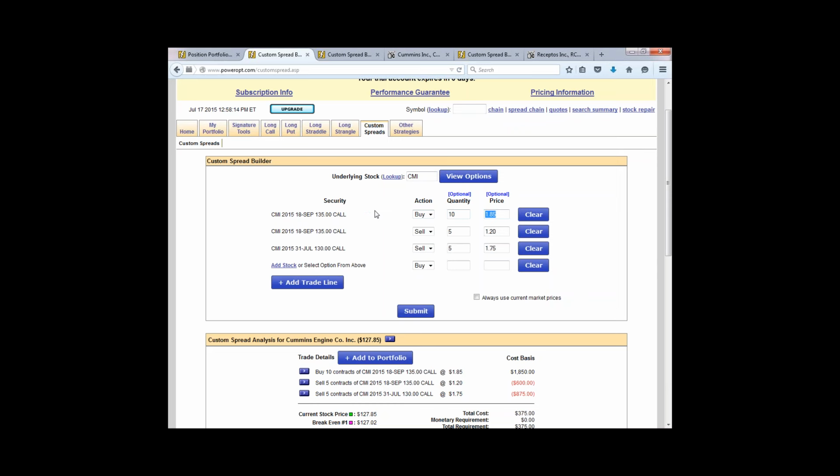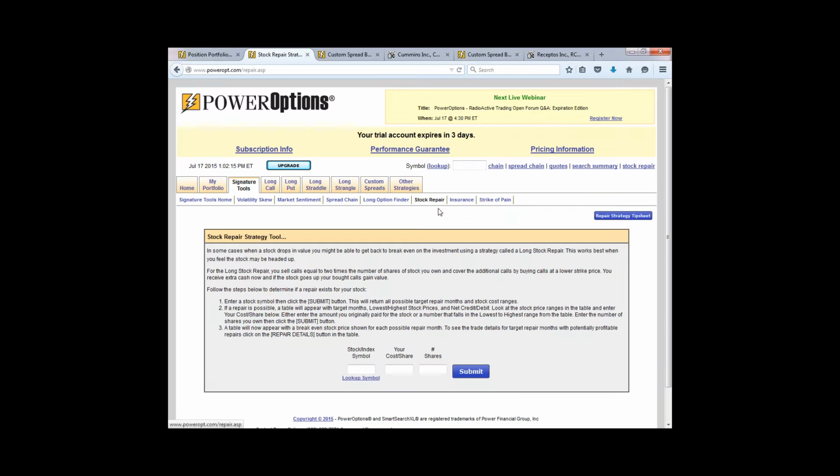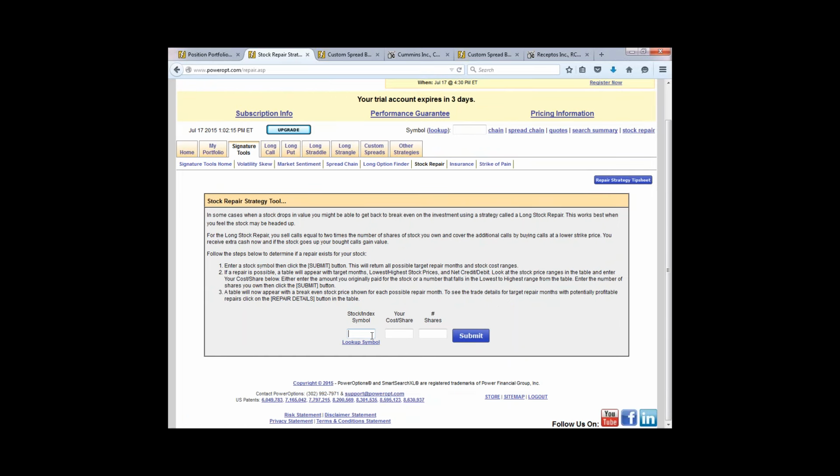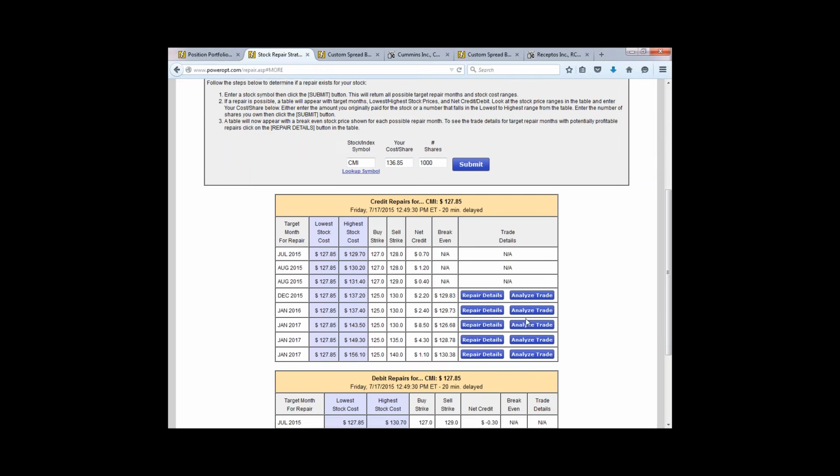So, in that light, what is something else I can do? Well, as I mentioned, one of our signature tools is the stock repair. And this is a ratio spread that might help you get back to break even. So I could do CMI, and I'm going to put in a cost per share of 136.85. And I'm going to put in 1,000 shares. Okay, so we know the stock's trading $9 below that. It's roughly at 127. So let's go ahead and submit this.